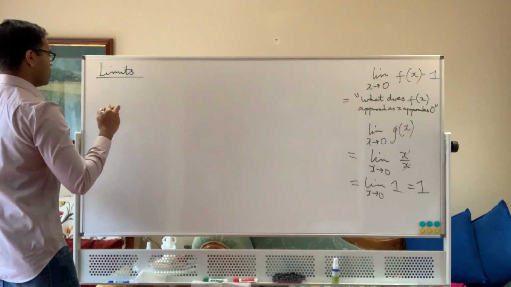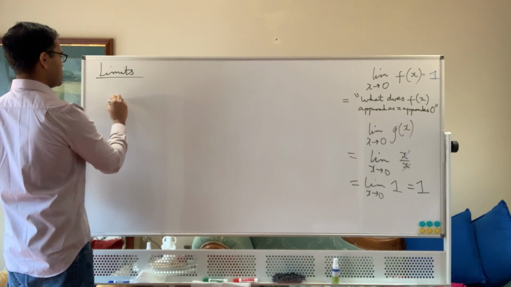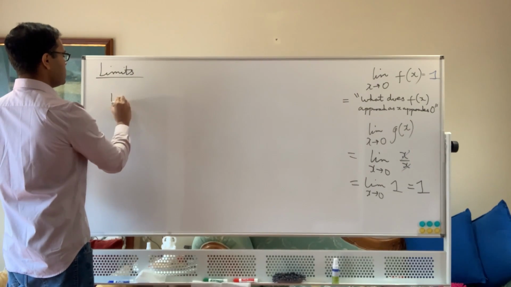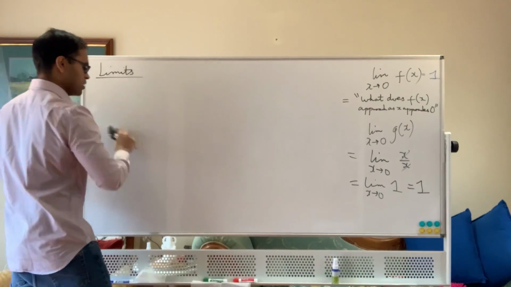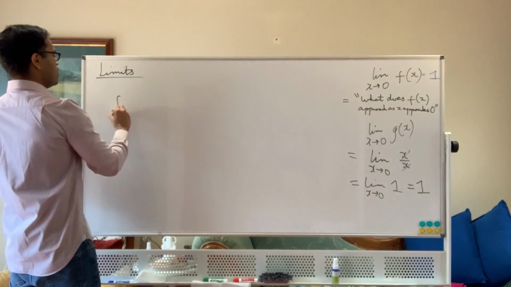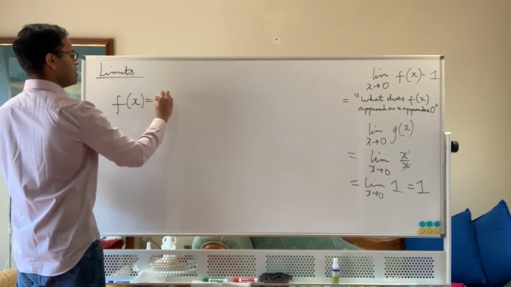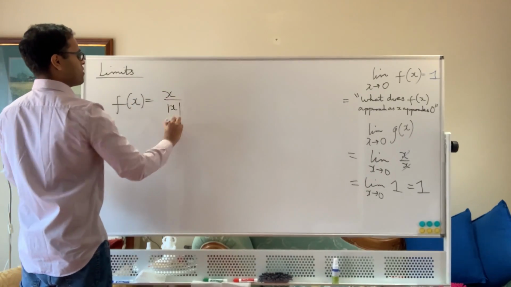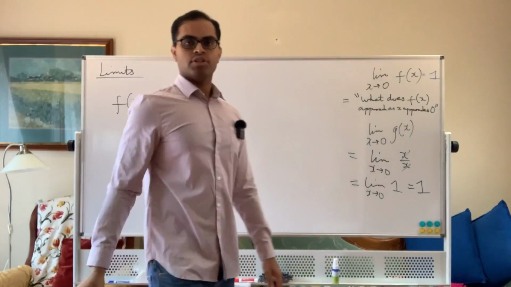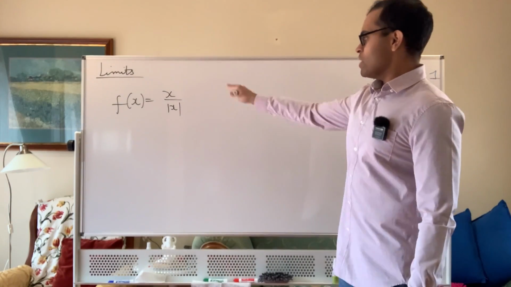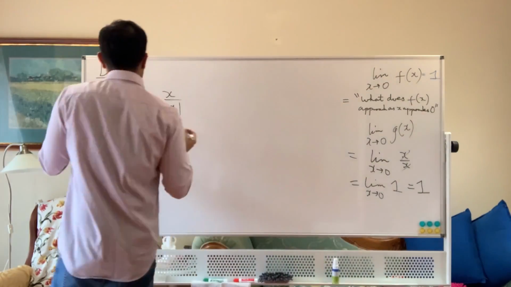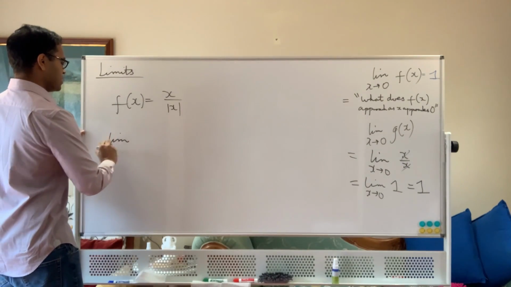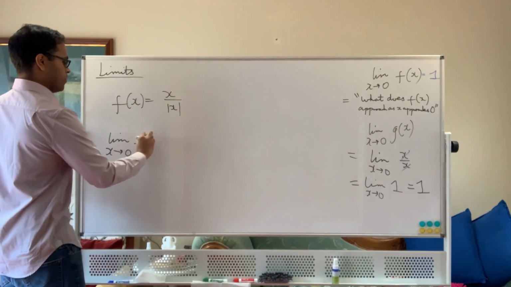I'm going to write out the following function. Before I put the limit, let me say what the function is. Let's call it f again. So f of x is going to equal x over the absolute value of x. That's going to be our function. It looks like a perfectly interesting function. The first thing we are going to ask is, what is the limit as x approaches 0 of f of x?